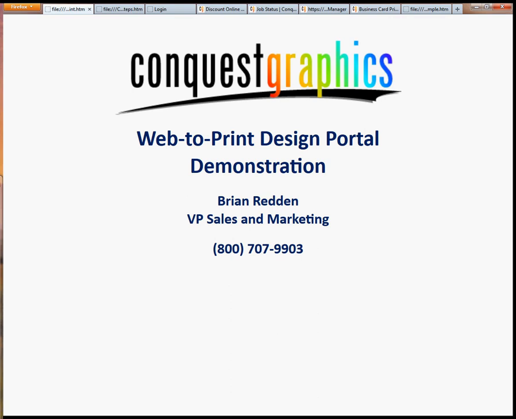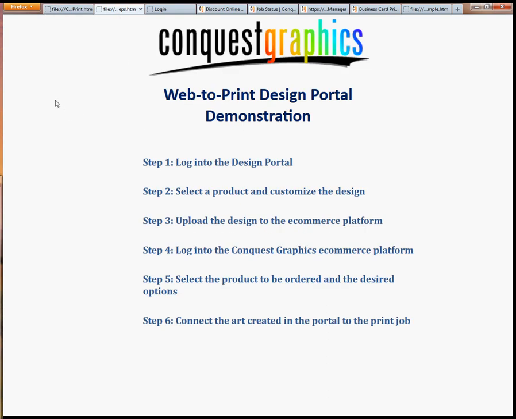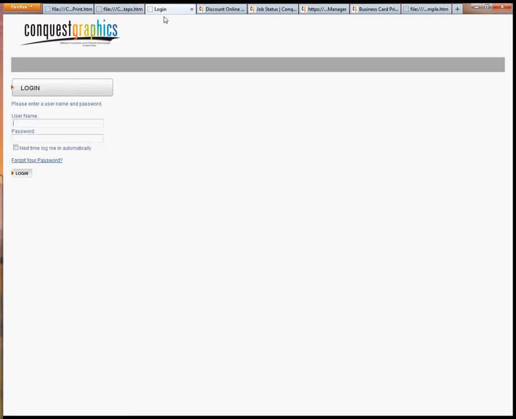All right, so the first step in the process to creating art and ordering it is logging into the design portal, which I'll go over here in a second. Then we'll select a product and customize it in the portal. Then we'll log into the Conquest Graphics e-commerce platform, select the product to be ordered and any of the desired options, and then connect the art created in the portal to the print job. So the first thing is to log into the portal. That seems like a lot of things, but trust me, it's not really that difficult.